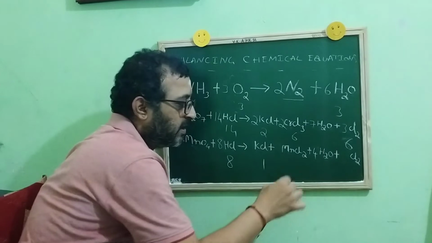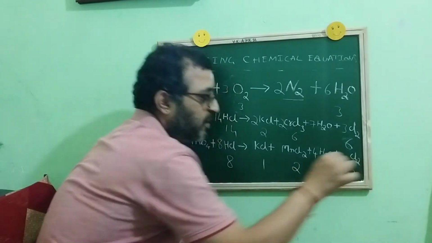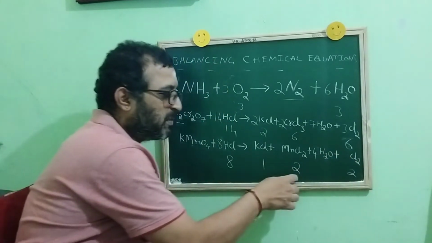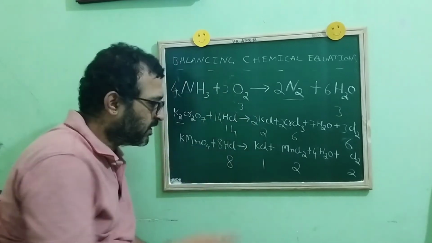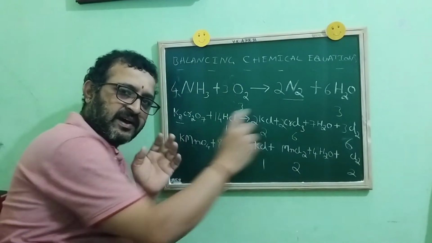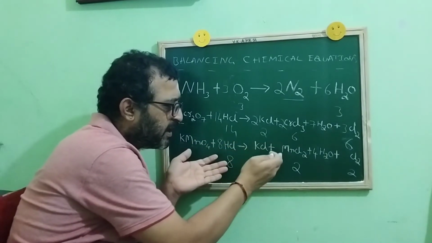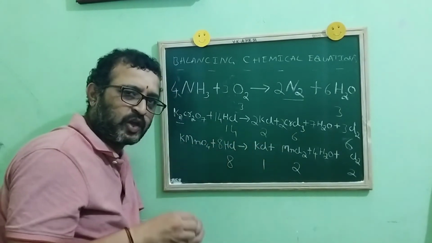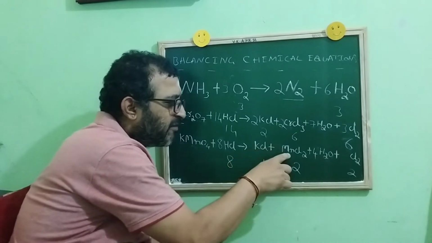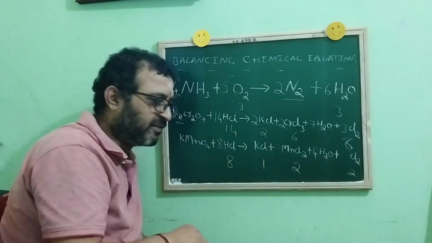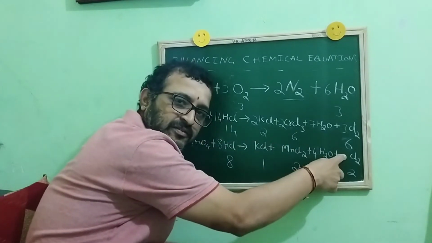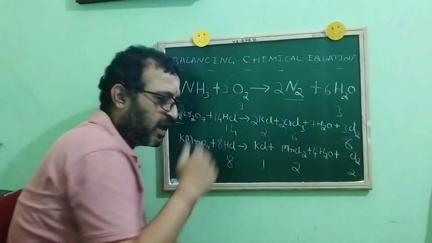Here 1 chlorine, here 2 chlorines and here 2 chlorines. Now 1 plus 2 plus 2 is what? 5. Left hand side we have 8, right hand side we have 5. Can I put any number here or here to increase the chlorine atoms? No, I cannot do that. Even the number of potassium and manganese atoms also changes. So I am left out with only this one because chlorine is alone.